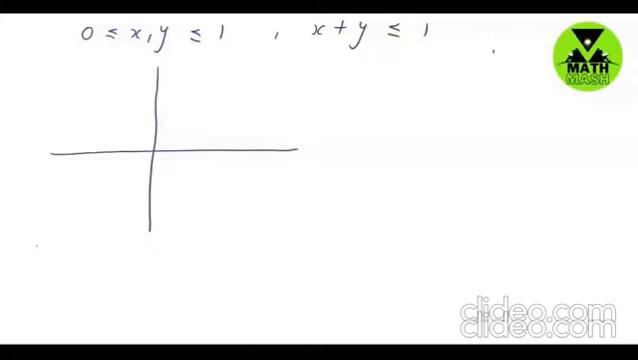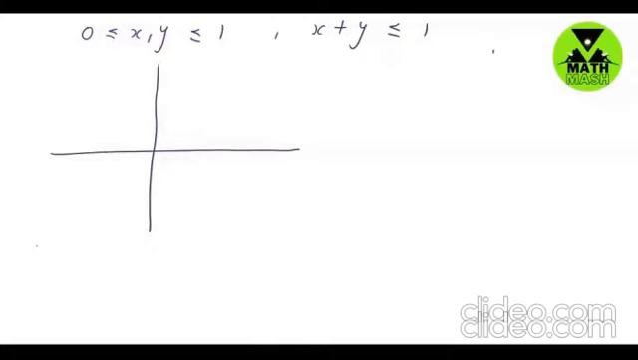The region is 0 ≤ x, y ≤ 1, that means both x and y lie between 0 and 1, and the second condition is x + y ≤ 1. So this is our y-axis, this is the x-axis.